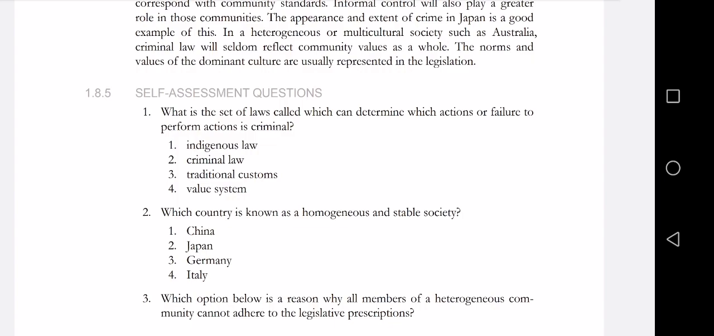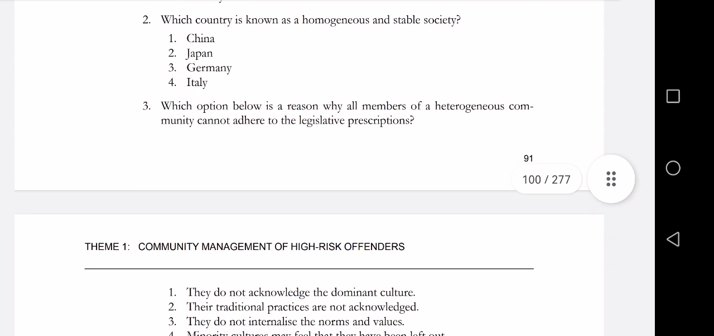Which option below is a reason why all members of a heterogeneous community cannot adhere to legislative prescription? Their traditional practices are not acknowledged. Low crime figures in Japan indicate how strongly the community identifies with criminal law. Okay, we are done with this.